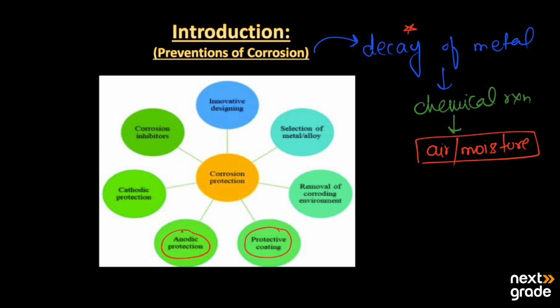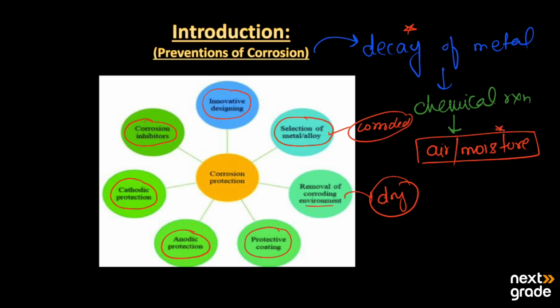Second, we can use anodic protection. We may connect the metal with an anodic region which is more active, or by attaching it with a metal which is more active, making it the cathode. Then we may use corrosion inhibitors. We may also have an innovative design over the metal surface so that it does not have any ridges and stains, and it can be prevented from corrosion in this way. Then, the selection of metals and alloys that do not corrode easily. We can use that type of metal or alloy. Then, the removal of the corroding environment. We may keep the environment dry so that there is no moisture in the surroundings. In this way, we can prevent the metal from corrosion.